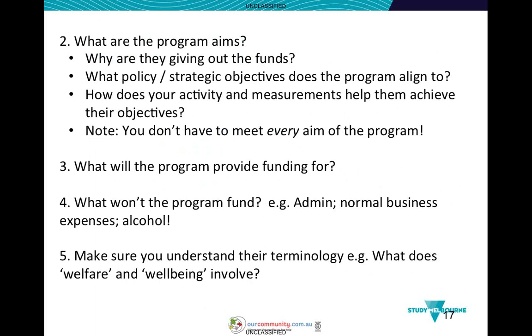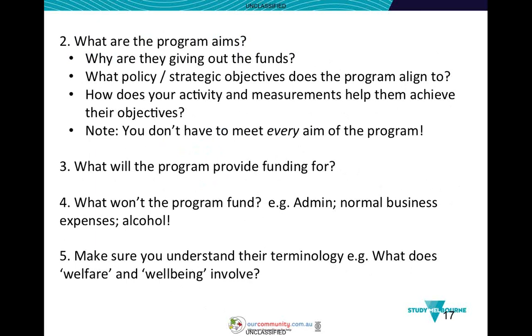And a note that in many cases, funders have a range of different program aims. You're not expected to meet every single aim of the program. Some funders actually specifically only ask you to address one aim of the program. So make sure that you check what the aims are and if there's any particular requirements around meeting those aims.